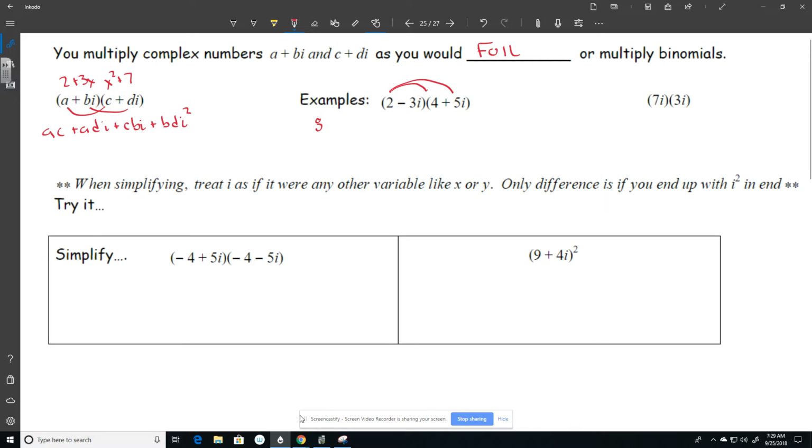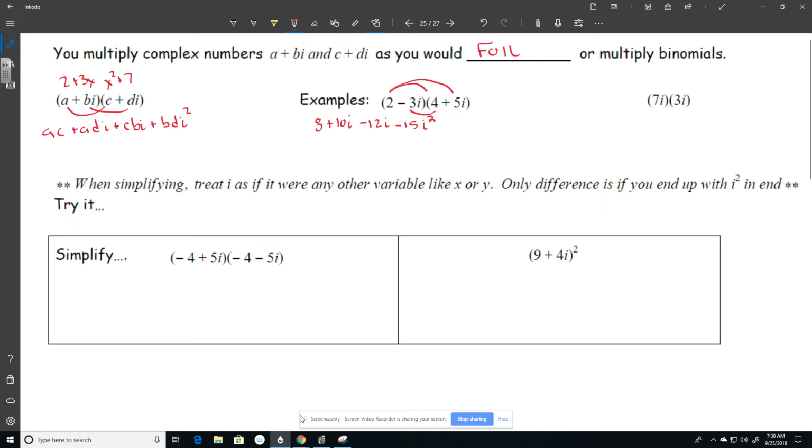2 times 5i is 10i. Negative 3i times 4 is negative 12i. And negative 3i times 5i is negative 15i squared. Be careful, when you multiply them, your variable does change because you have i times i, which becomes i squared.